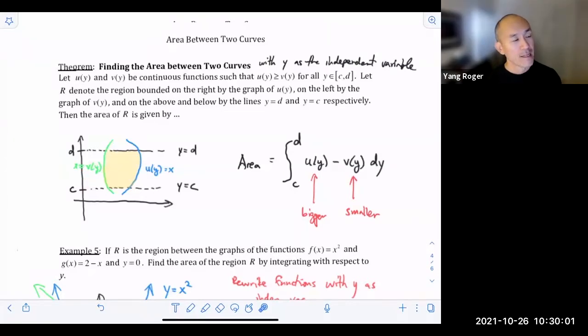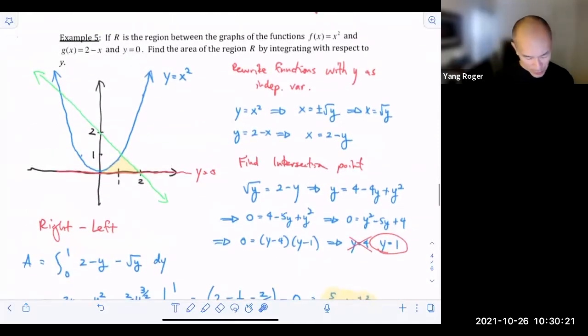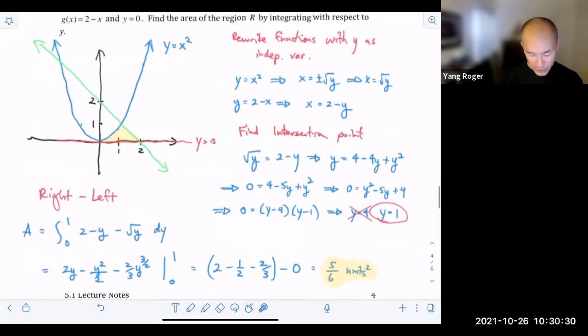Okay. So usually, instead of using a and b, we use c and d. Instead of using dx, we use dy. And everything is expressed in terms of y. So if we were to redo example 5, when you think of it as a left-right integral, you don't have to worry about splitting it into two pieces. You do need to find the intersection points. So we found the intersection point to match our picture, which is 1.